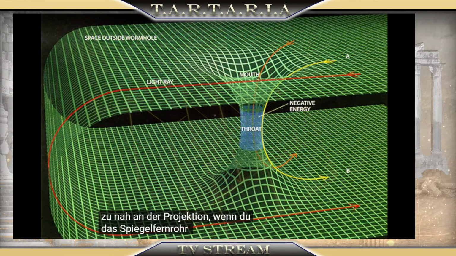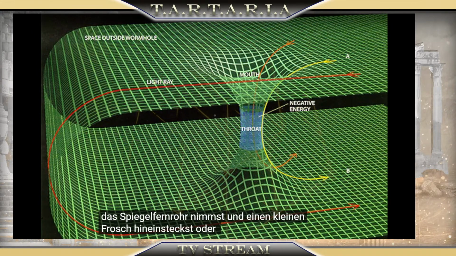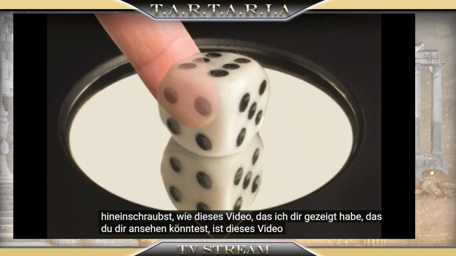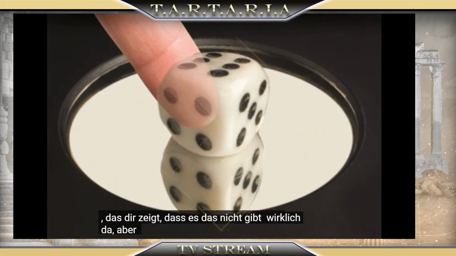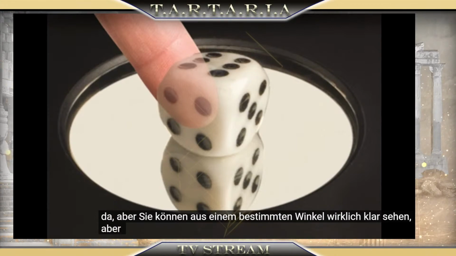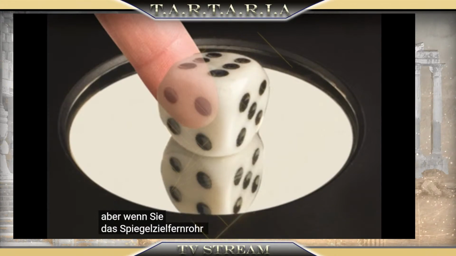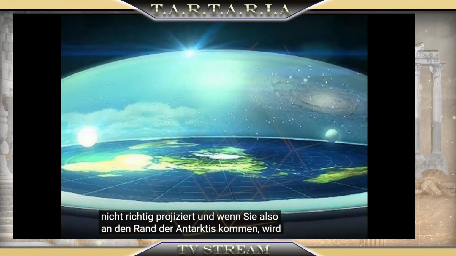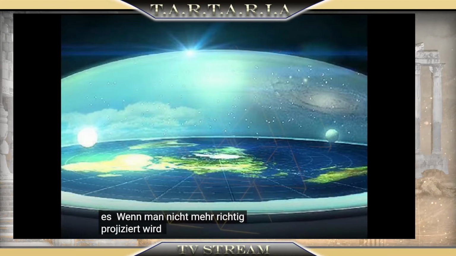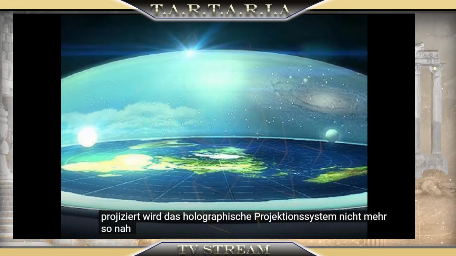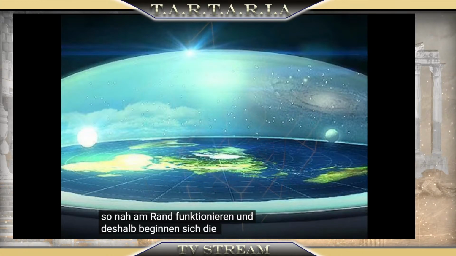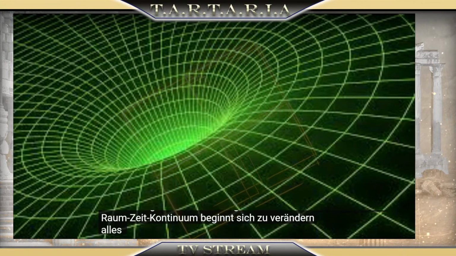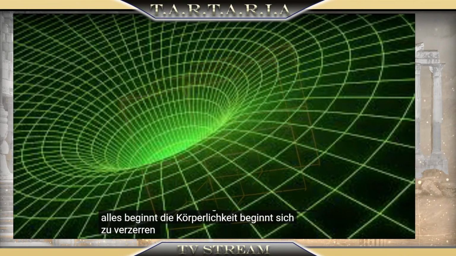If you take that mirroscope and you put a little frog or a little screw or a little coin into it, like this video that I've shown you, it shows you that it's not really there, but you can see it really clear from a certain angle. But if you're tilting the mirroscope too much, then it won't project right. And so when you're coming to the edge of Antarctica, it won't project right anymore. The holographic projection system will not function that close to the edge, and therefore things start to warp and disappear. Space-time continuum starts to change. The physicality starts to warp, and everything is whacked out.